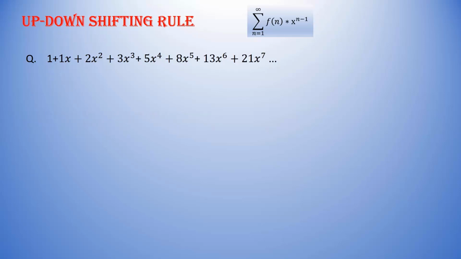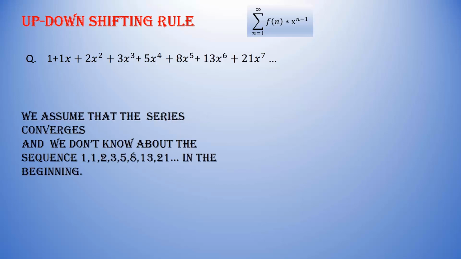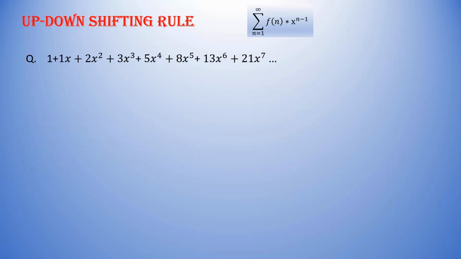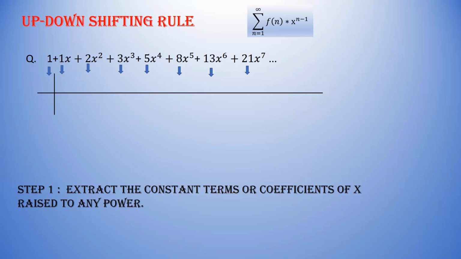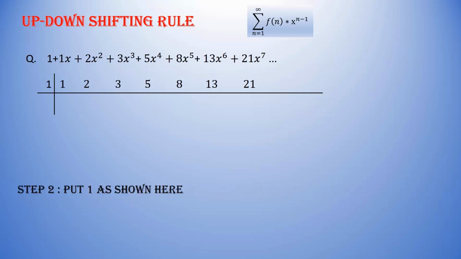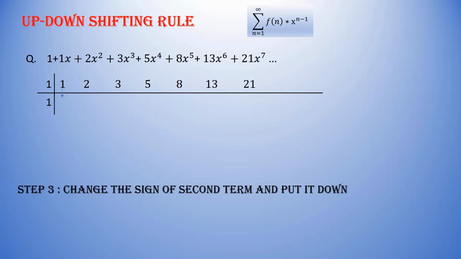We have already said that the series is assumed to be convergent, and despite knowing nothing about the sequence, we can apply this rule. The main principle of this rule is shifting the numerator into the denominator or vice versa. First, extract the coefficients of the variable, or the constants that appear in front of the variable, as shown. Next, put 1 as shown. Then change the sign of the second term and put it down as shown.